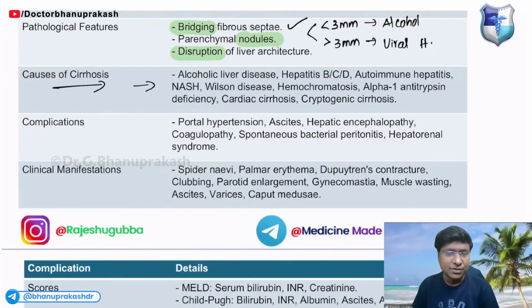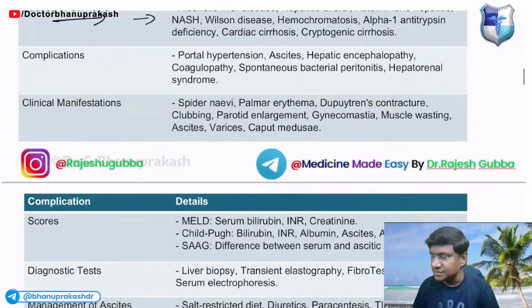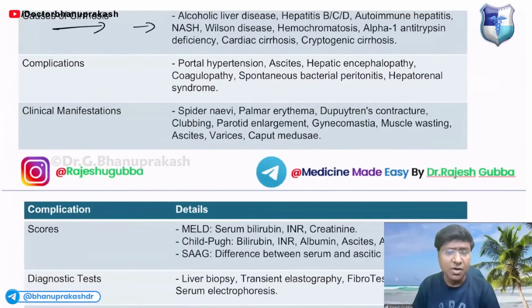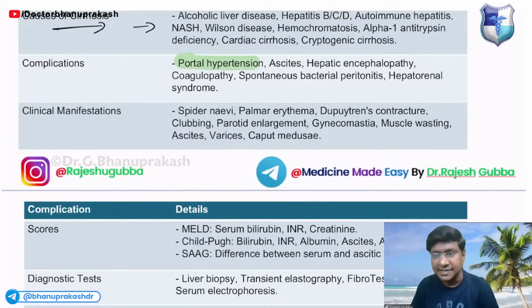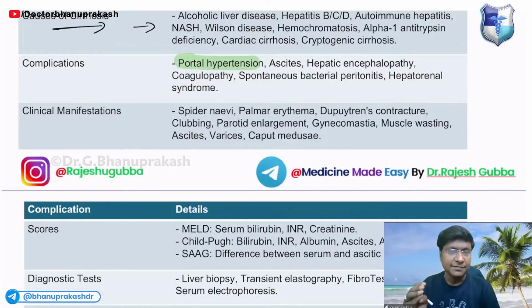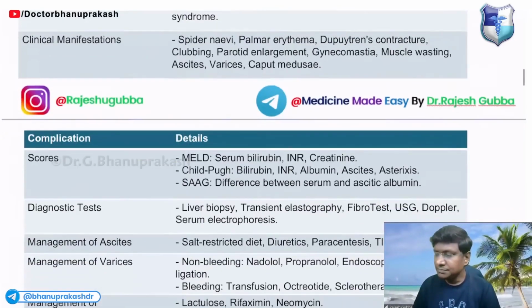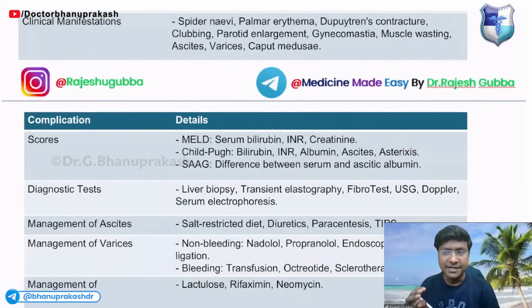What are the complications of cirrhosis of liver and what are the clinical manifestations? If you take the complications, in patients with cirrhosis of liver there is hypoalbuminemia and the liver is completely congested, because of which portal hypertension causes ascites. The other complications are hepatic encephalopathy, hepatorenal syndrome, hepatopulmonary syndrome, spontaneous bacterial peritonitis. And the clinical features are spider nevi, palmar erythema, Dupuytren's contracture, clubbing, parotid enlargement. A big list of clinical manifestations is there.